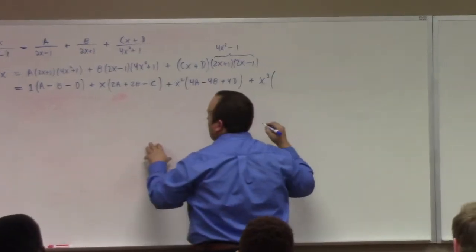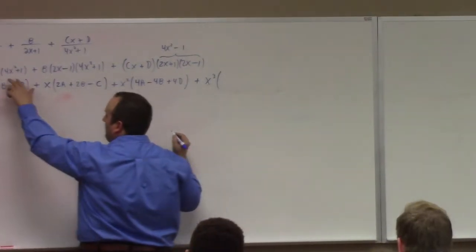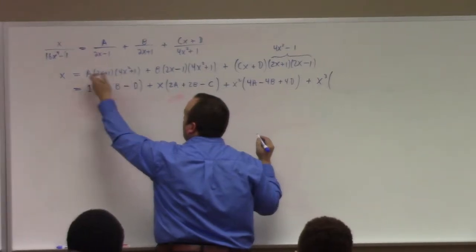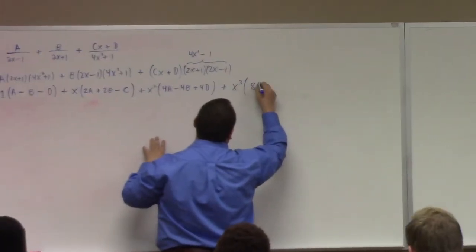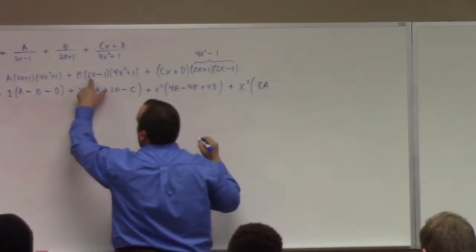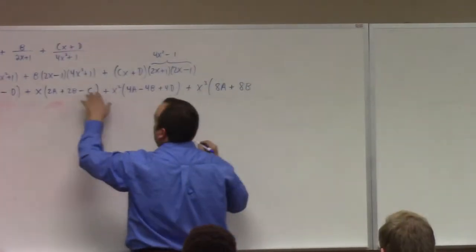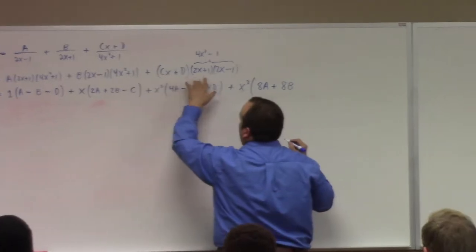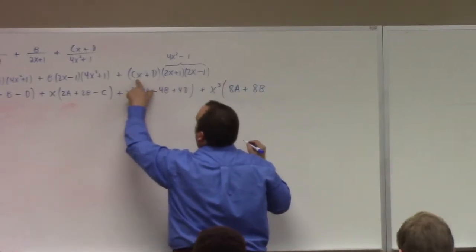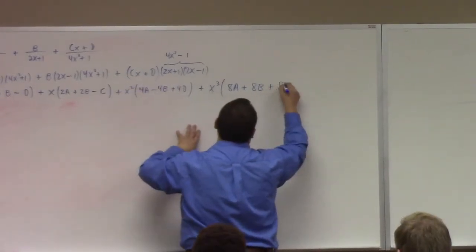What do we got in the world of x cubes? We got 2 times 4, which is 8a. Anything else? Over here, looks like we got plus 8b. All right. And then how about here? Plus 8c, right?